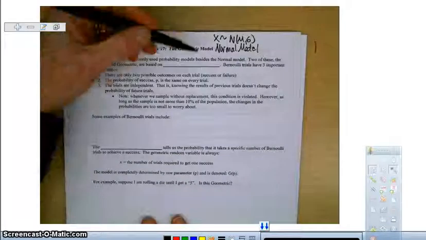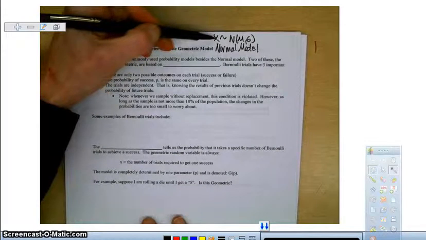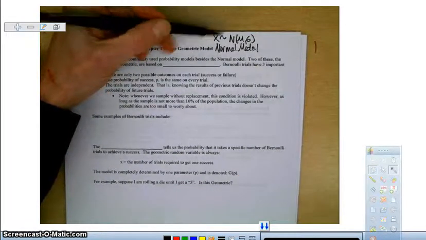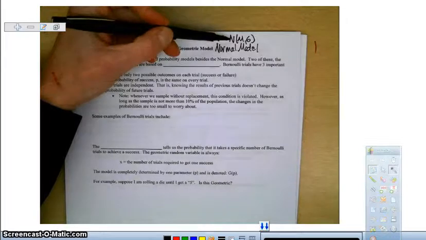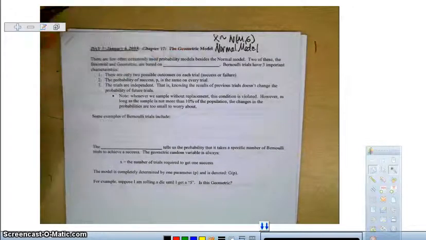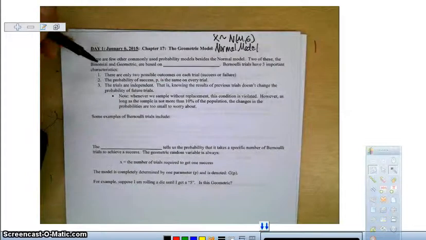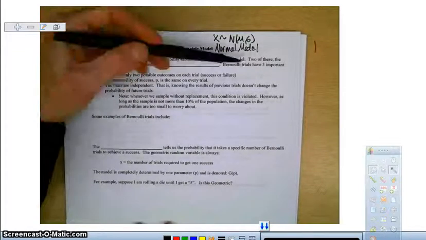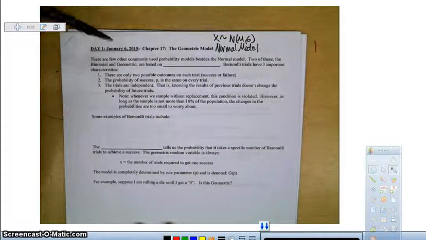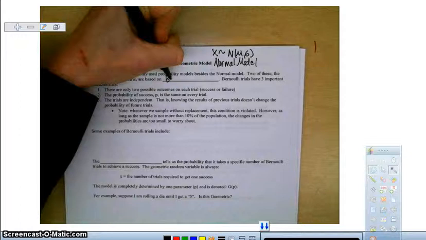Okay, so we have the normal model. We define whatever x is, and we say it's approximately normally distributed with a given mean and a standard deviation of sigma. So these other two, the binomial and the geometric, are based on Bernoulli trials.